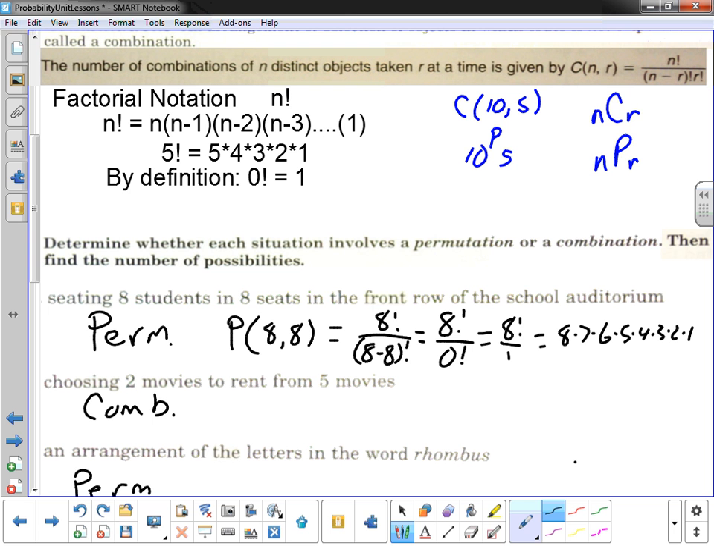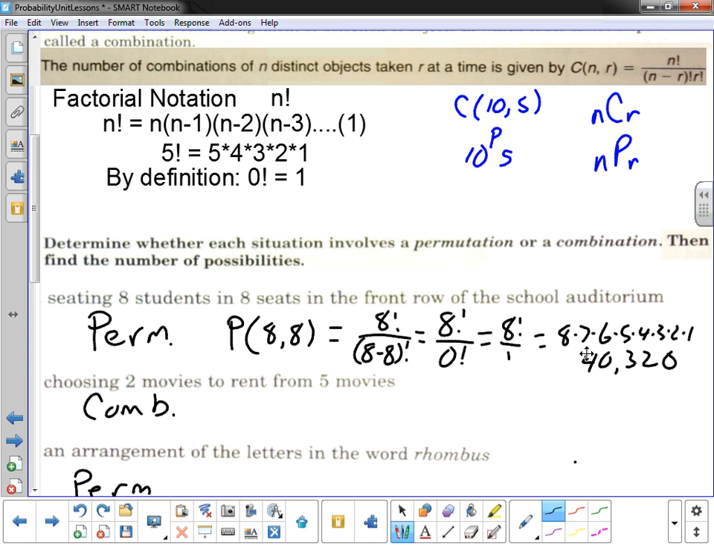Now if I go to my calculator, I can run that through, or I can multiply it out by head. I can take 8 times 4, 7 times 6 times 4, 5 times 4 times 2 times 6 times 1, and I get 40,320 ways to line those 8 people up from that front row.